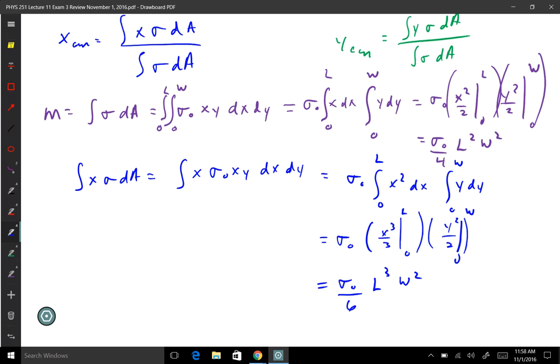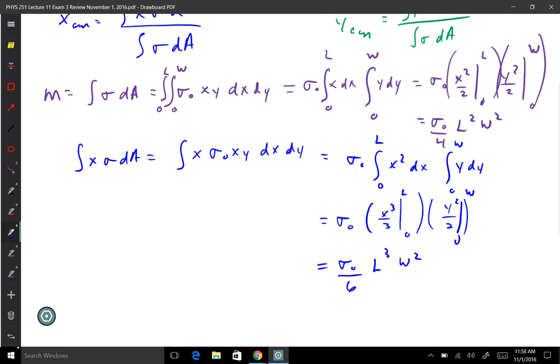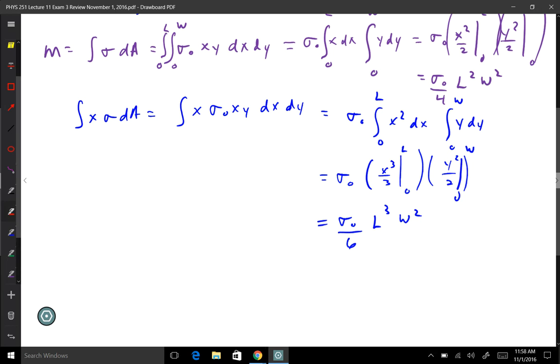From that, you can really easily tell what the y integral is too, because of the symmetry I chose. My y integral is going to look exactly the same, except it's going to be L squared W cubed. And so I will just write that out.